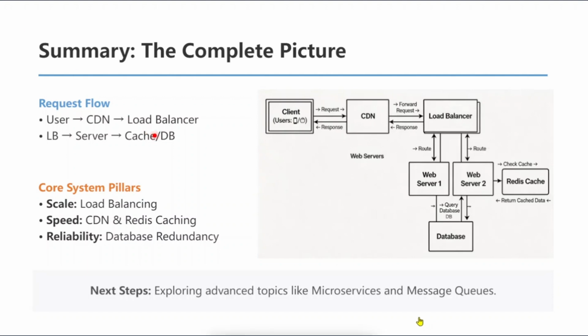Think about the request flow we just mapped out. The user hits the CDN first for static assets, moves through the load balancer to find an available server, and then the server checks our Redis cache before finally hitting the database. This flow ensures efficiency at every step.